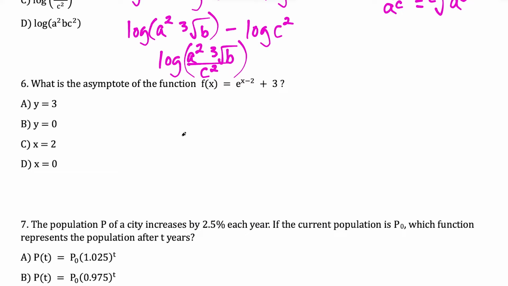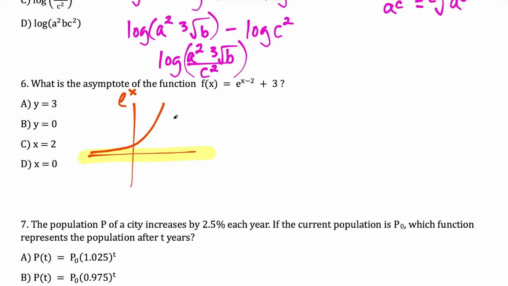Question 6: what is the asymptote of the function f of x? For this question, if we want to do this without a calculator, we should think of what the graph of e to the x looks like. If we look at e to the x, the exponential function, the asymptote of this function is the x-axis, which has the equation y equals 0. I'm just thinking about this part of the graph over here. So we would be dealing with a horizontal asymptote.